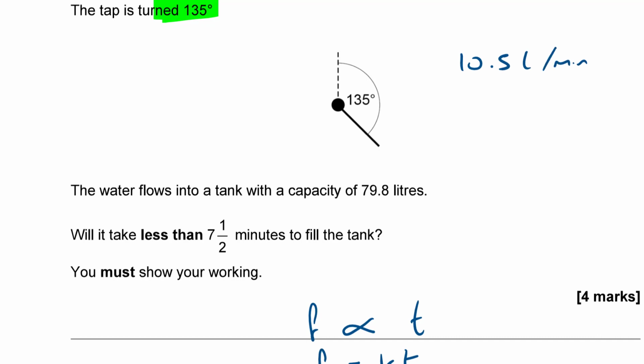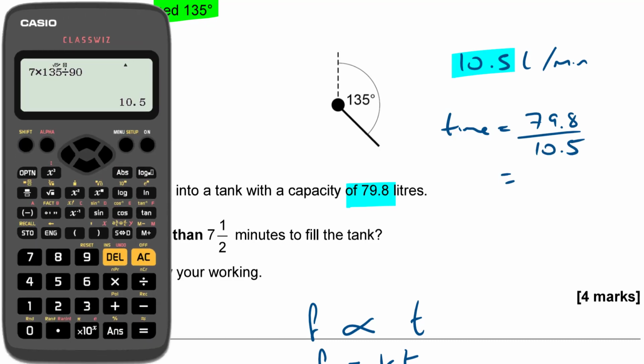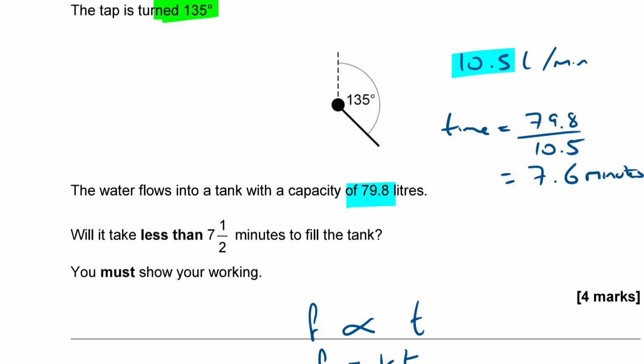Will it take less than 7.5 minutes to fill the tank? Well, the capacity of the tank is 79.8 litres, and it is filling at 10.5 litres per minute. So if we divide one by the other, we'll find out how long it takes. So time is going to be 79.8 divided by 10.5. That gives me 38 over 5, which is the same thing as 7.6. It takes 7.6 minutes. Well, 0.6 is more than half a minute, isn't it? So my answer is no.